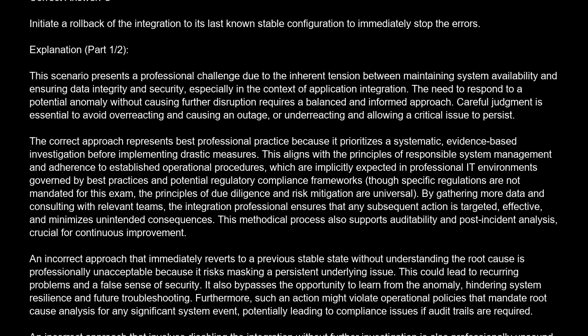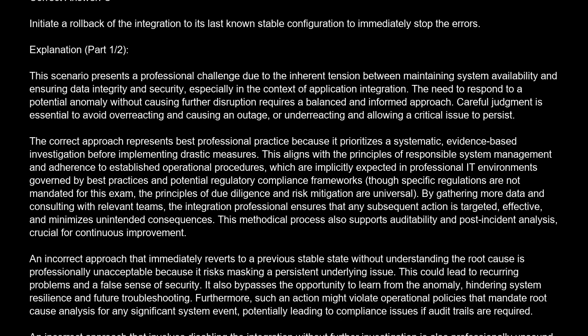Careful judgment is essential to avoid overreacting and causing an outage, or underreacting and allowing a critical issue to persist. The correct approach represents best professional practice because it prioritizes a systematic, evidence-based investigation before implementing drastic measures. This aligns with the principles of responsible system management and adherence to established operational procedures, which are implicitly expected in professional IT environments governed by best practices and potential regulatory compliance frameworks.